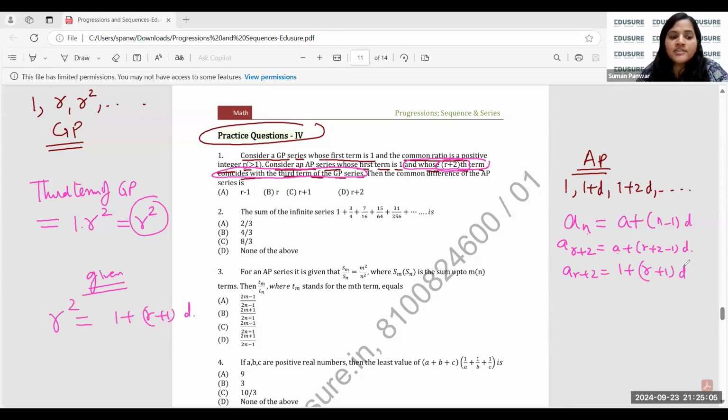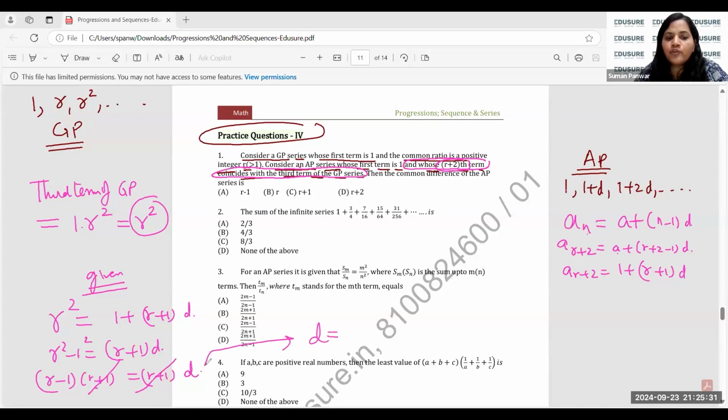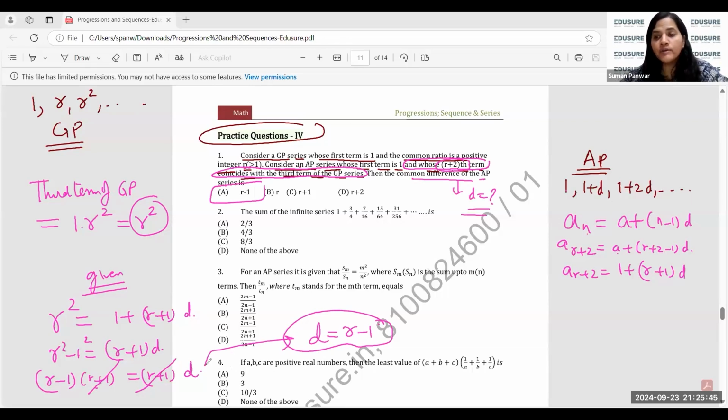Okay, so r square minus 1 is equal to (r plus 1) d. Now this is a square minus b square, (a minus b) into (a plus b), equal to (r plus 1) d. Okay, so what happens here? What is your d coming out to be? Your d is coming out to be r minus 1. So the common difference of the AP is, so you need to find d, and your d is coming out to be r minus 1. Is it clear how we solve the question?